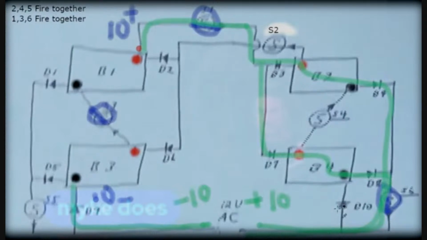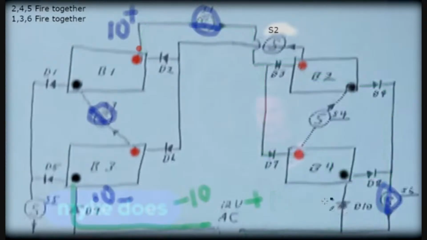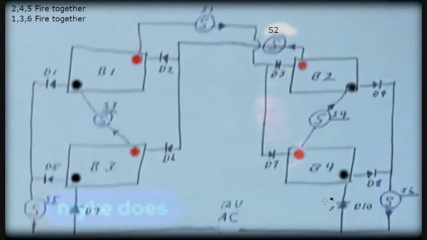Okay, and now we see positive 10 on one side, negative 10 on the other on this load. And here's why he says it's AC, because the polarity flips. You're going to see that positive 10 go on the other side and the negative 10 go on the other side from where it is now. So let's do the other side. Let's switch the other side.